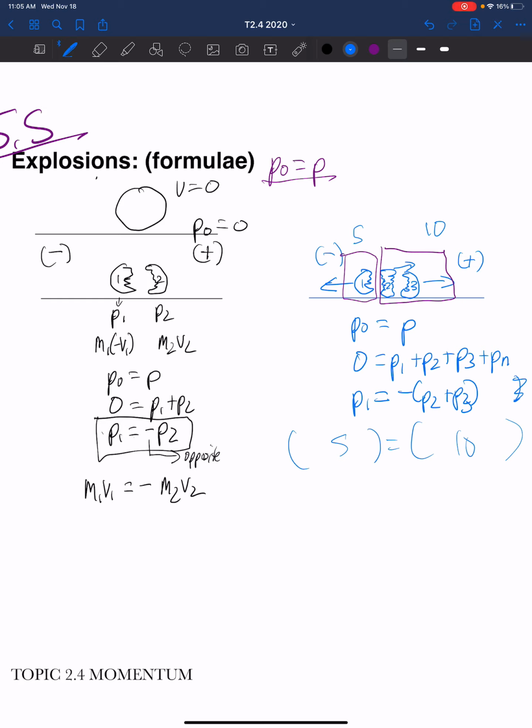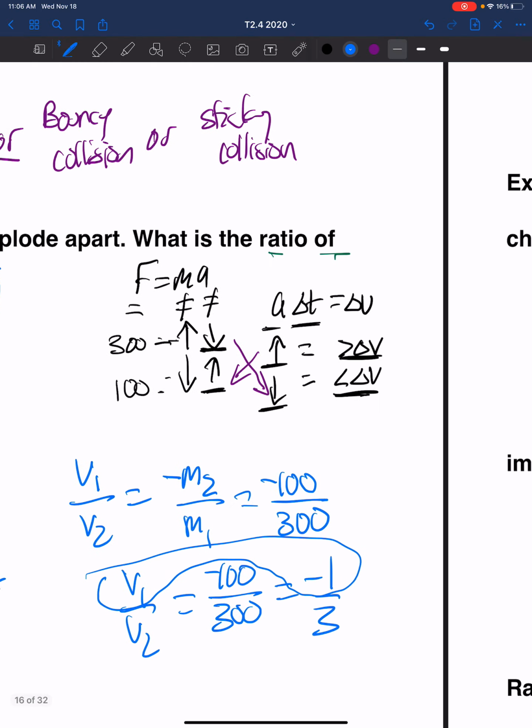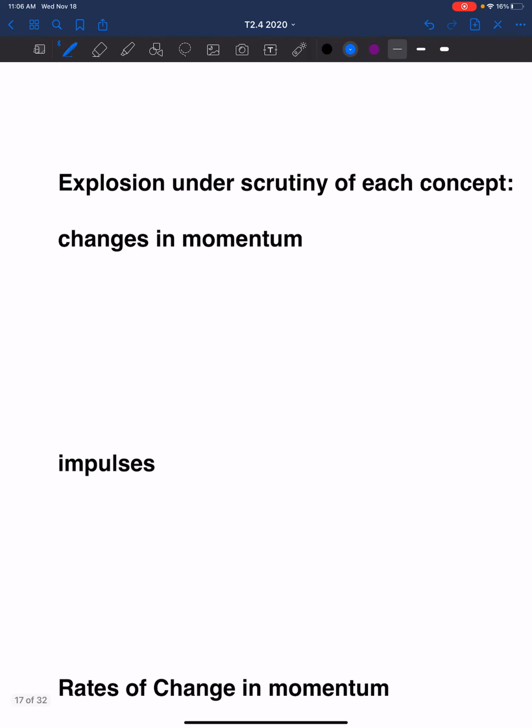But all of them moving in one direction will have equal and opposite momentum to the particle in the other direction. So this is our basic formula, and the concept that it represents is that the momentum of one particle, one direction, is equal and opposite to the momentum in the other direction. So let's now apply this explosion to 3 fundamental concepts that we want to relate to momentum.